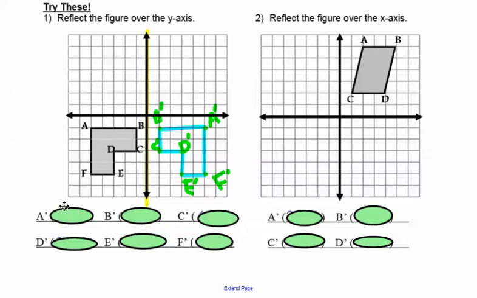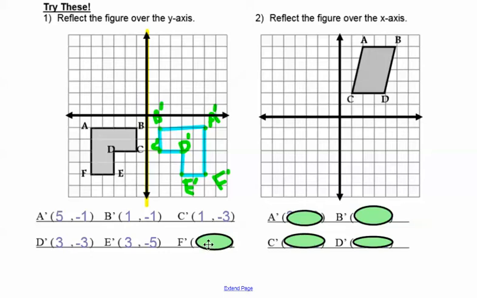We also need to be able to say what those coordinates are. So looking at A, that's going to be 5 and then -1 for A prime. B prime is going to be 1, -1. All right, C prime, it's going to be 1 and then -3. Good. D prime, 3, -3. E prime, 3, -5. And F prime, we were at 5, -5.